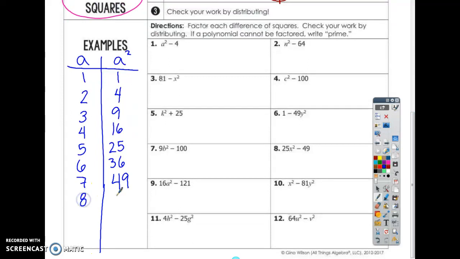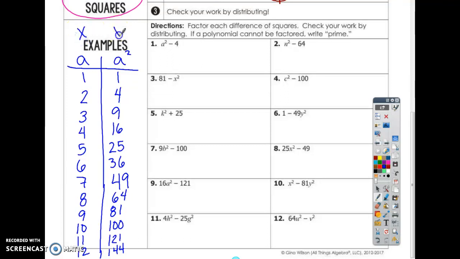8 squared? 64. 9 squared? 81. 10 squared? 100. 11 squared? 121. And 12 squared? 144. Okay, and there's more, right?